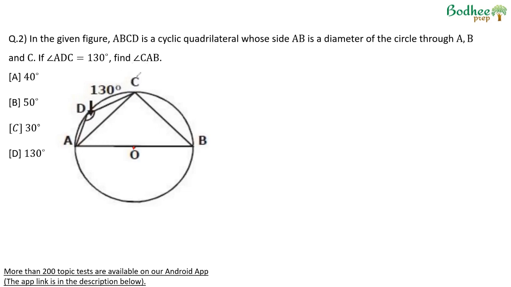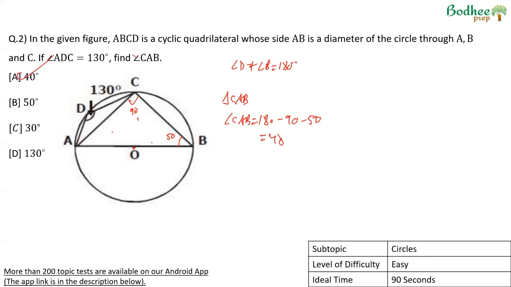Since ABCD is a cyclic quadrilateral, angle D plus angle B should be equal to 180 degrees. This angle D here, ADC is 130, so CBA will be 50, 180 minus 130. Also, angle C here will be 90 degrees because it is an angle in a semicircle. Therefore, in triangle CAB, the sum of these three angles should be 180 degrees, and therefore angle CAB will be 180 minus 90 minus 50, which gives us the answer as 40 degrees, option A. So this is an easy question, basic application of two properties, and we get the answer. Not more than a minute and a half to solve.